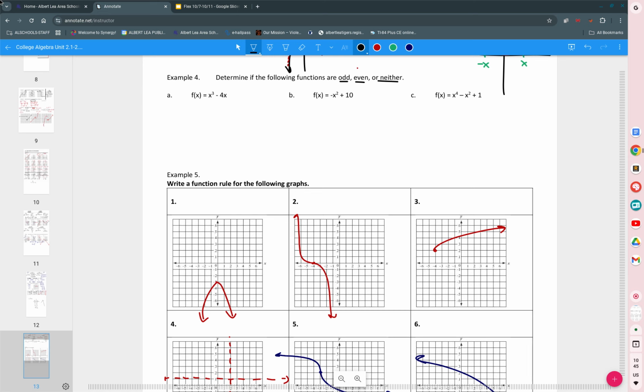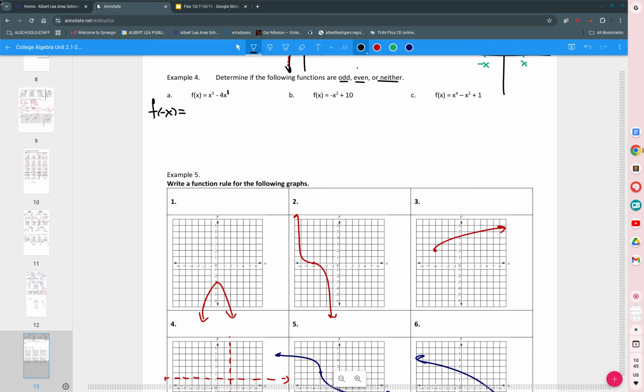I heard a lot of people say odd. Can you say convincingly why you think it's odd? Yes. Because the power is the third. I see a 3 and I see a power of 1. Notice the 4 is even, but that's not the power. Let's see what happens. In order to determine, I always plug in a negative x.